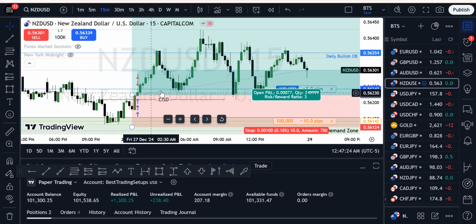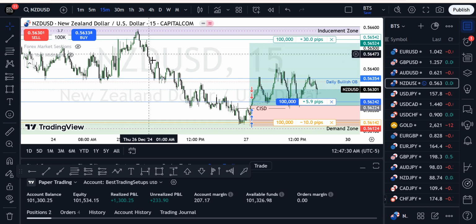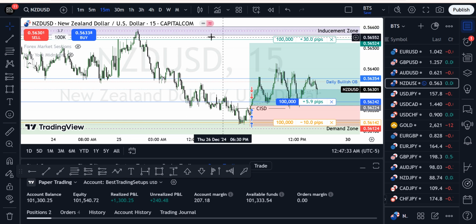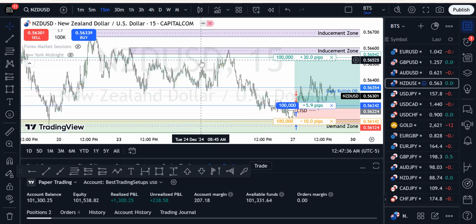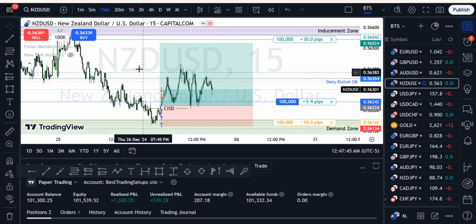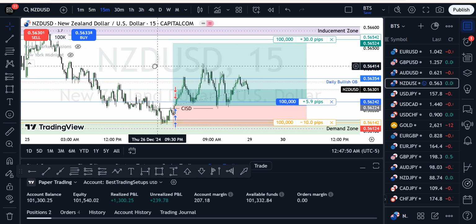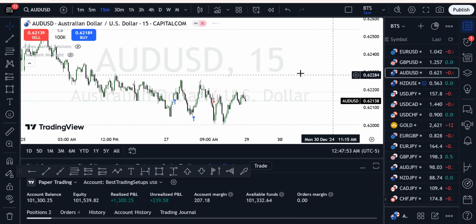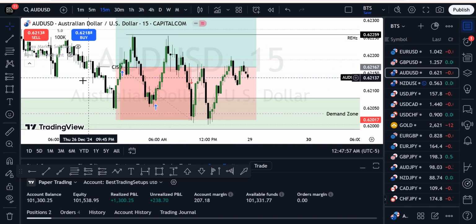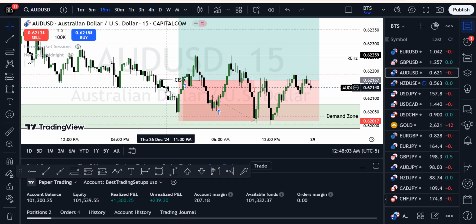That was my entry level for NZD USD, and I was expecting we should come around this fair value gap, fill this fair value gap, or probably go back to the inducement zone, where we should sweep these highs and maybe come to this inducement level. So that was my target for NZD USD, but as you can see, price has been choppy all the way. Same thing with AUD USD. Prior to hitting this demand level right here, we had these down close candles.